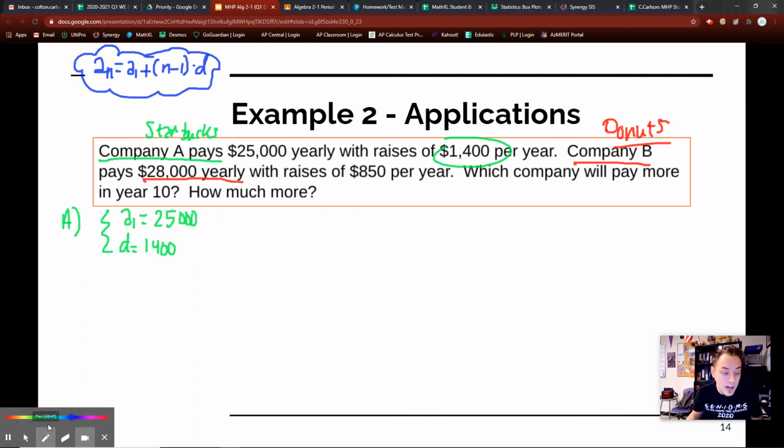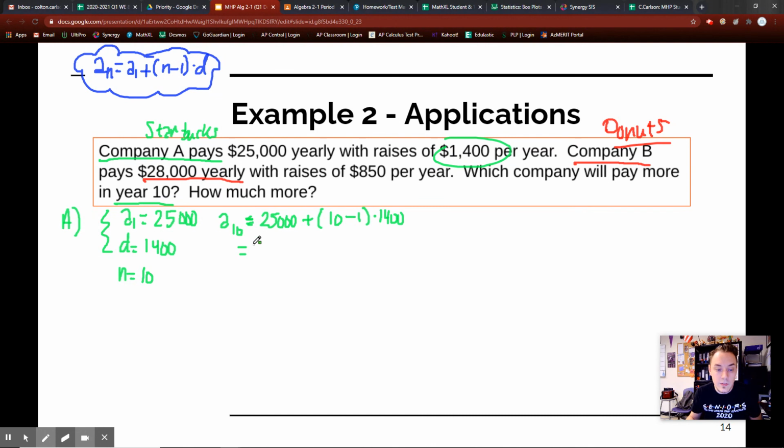So when I start writing it, I'm going to do green because it's Starbucks. I have a sub something, and that something is year 10. I want to know in 10 years how much I will be making at Starbucks if I get a guaranteed yearly raise of 1,400. So a sub 10 equals, my a sub 1 is 25,000, plus my n, 10, minus 1, times my d, 1,400.